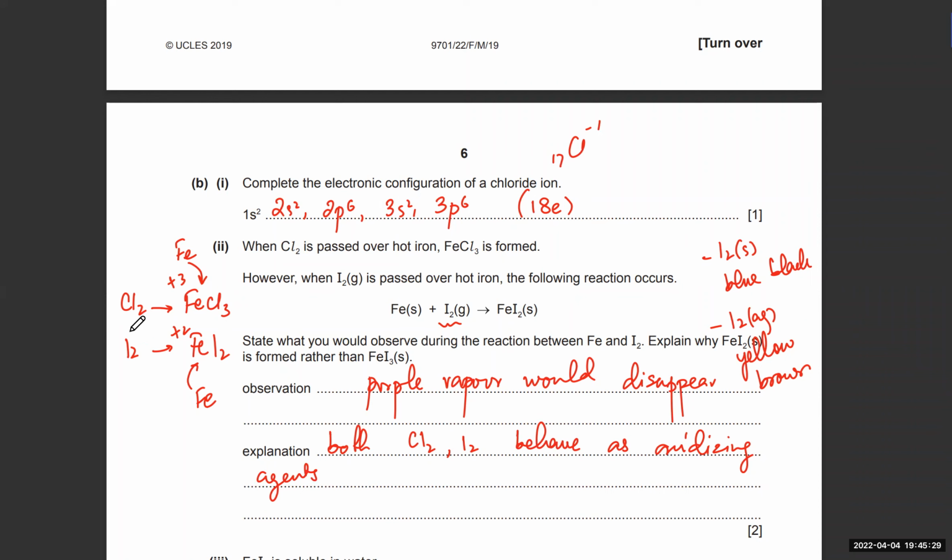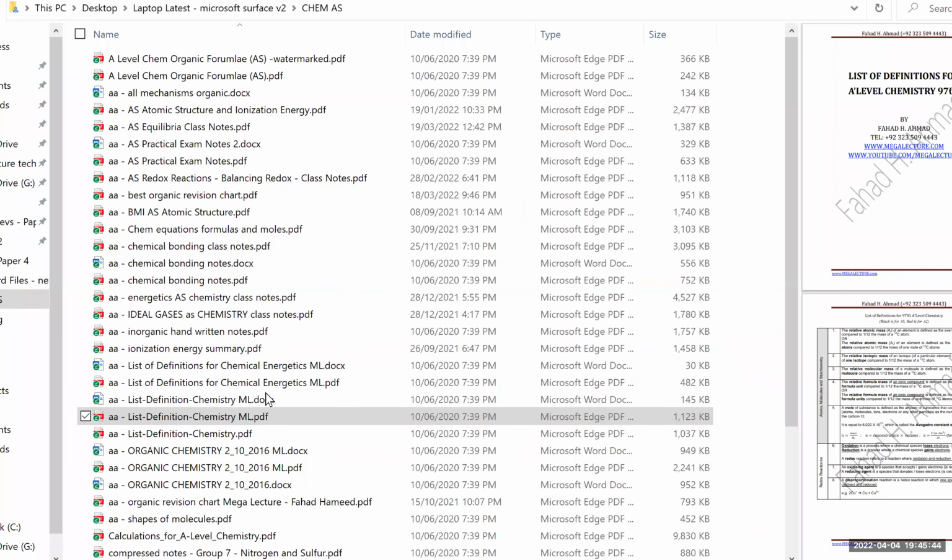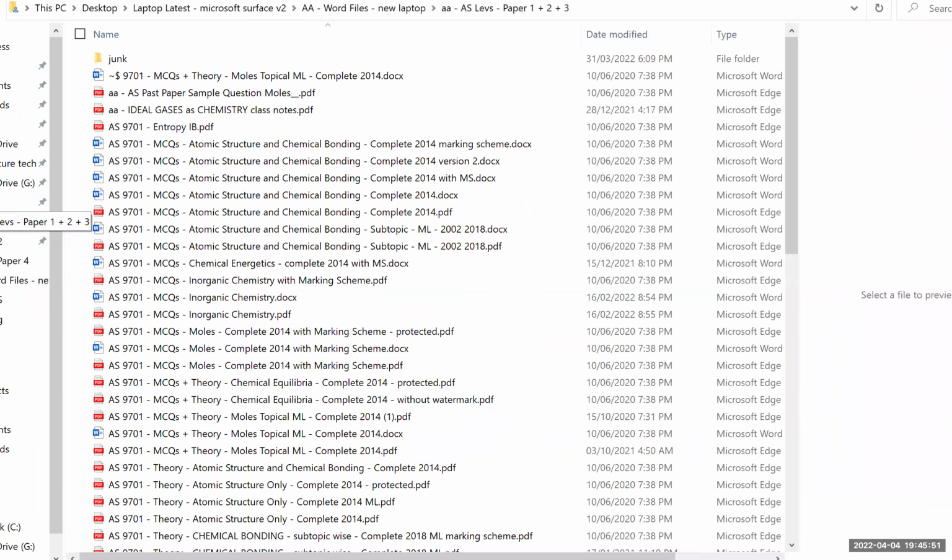But who's a more powerful oxidizing agent? Who really likes to gain electrons? Smaller atoms or bigger atoms? The bigger atoms. If you remember group 17 in the notes, we said that down the group, the oxidizing ability decreases.